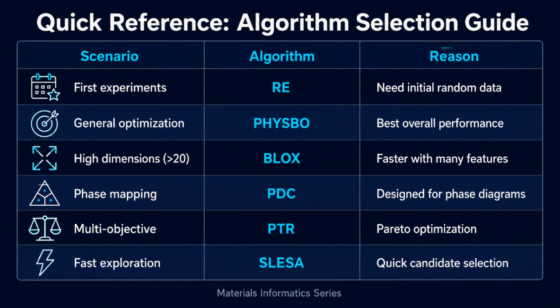Here's a quick reference table to summarize algorithm selection. For first experiments, use RE to collect initial random data. For general optimization tasks, PHYSBO gives the best overall performance. For high-dimensional problems with more than 20 features, BLOX is faster. For phase mapping in alloy systems, PDC is specifically designed for that task. For multi-objective optimization, PTR handles Pareto optimization. And for fast exploration when you need quick candidate selection, consider SLESA. Keep this table handy when starting new optimization projects.